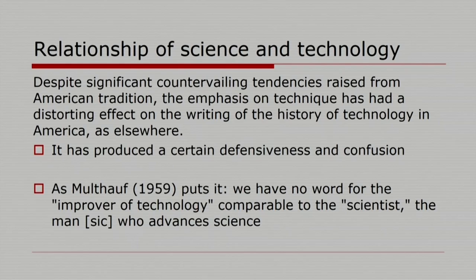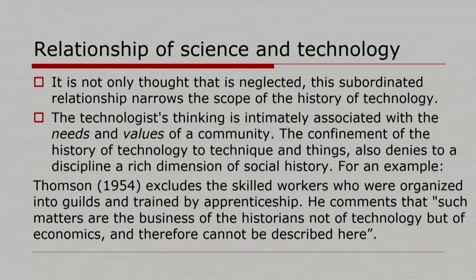And this theory has the effect of projecting into the history of technology the pecking order of science, reducing the history of technology to baser questions of things and processes. This theory narrows the scope of the history of technology. It is not simply thought that is neglected. It also subordinates the relationship. Such a subordinated relationship narrows the scope of the history of technology itself.